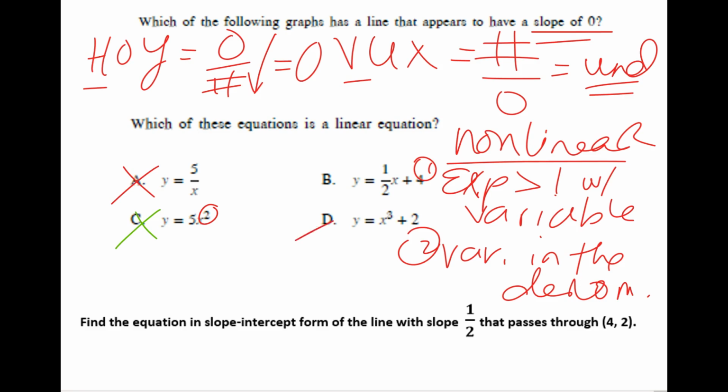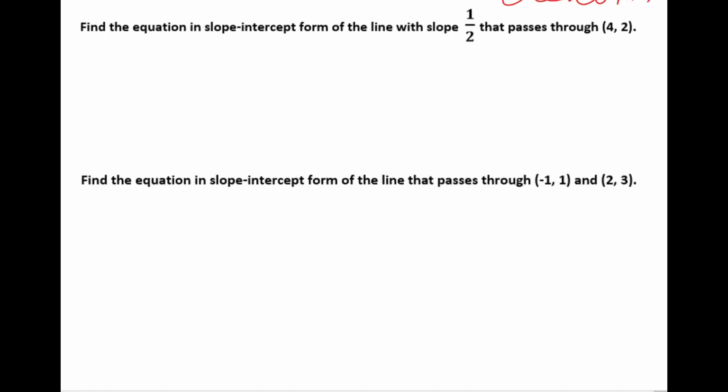All right, this is x to the third power. You're going out of here. You are linear. This is in slope-intercept form: y equals mx plus b. Woohoo! Moving on. Find the equation of the slope of a line.